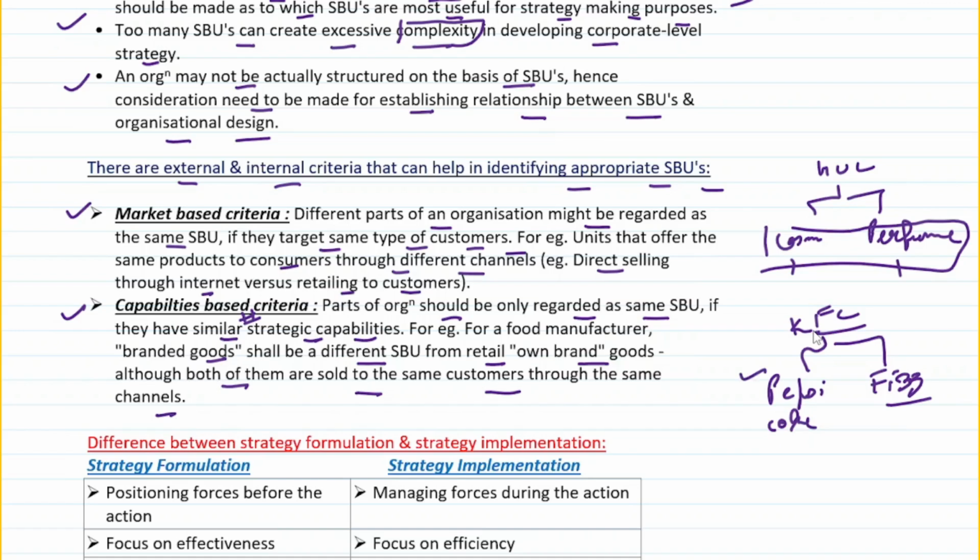So although they both belong to the same category, they have to be distinguished, and they come under the category of capabilities based criteria, because it says parts of an organization should only be regarded as the same SBU if they have similar strategic capabilities. Hence, this comes under the category of capabilities based criteria, right? I hope you understand the difference between both market based criteria and capabilities based criteria.